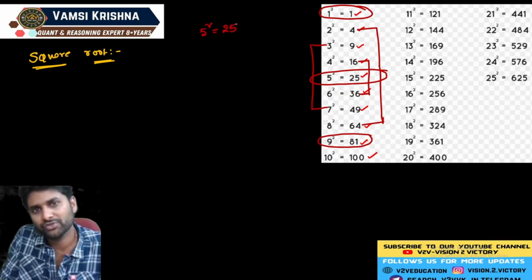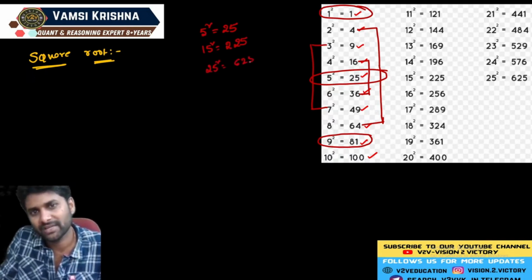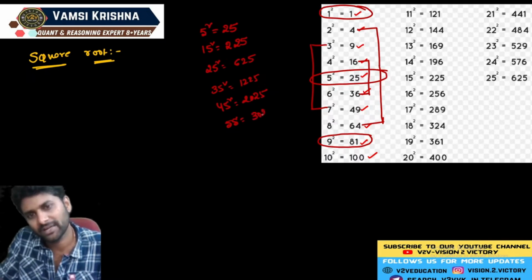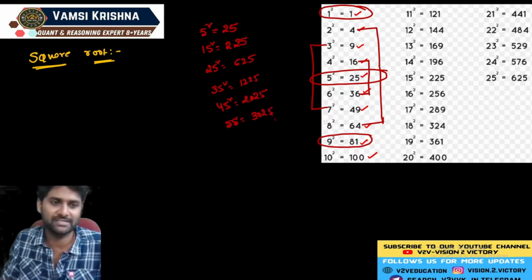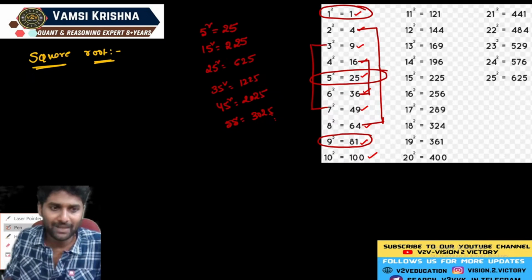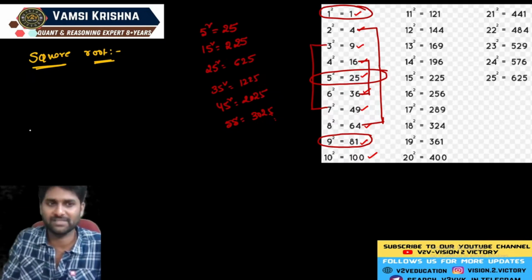5 square is equal to 25 logic. 15 square means 5 square's last two digits are 25, and 1 is multiplied by 2, so 225. 25 square, you already know it's 625. 35 square, 3 4s are 12, so 1225. If you want 45 square, 4 5s are 20, and 5 square is 25, so it's 2025. 55 square is equal to 3025. You already know this logic, guys. But how can you apply these concepts to find a perfect square root?